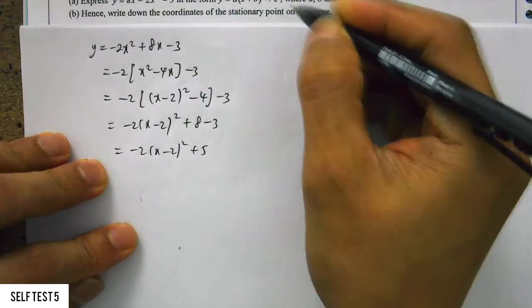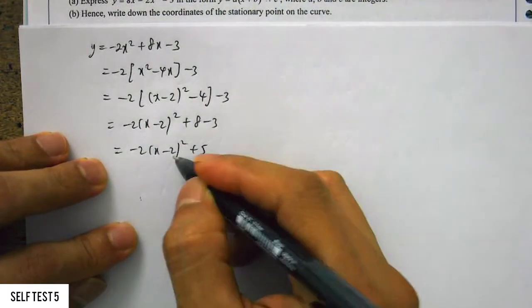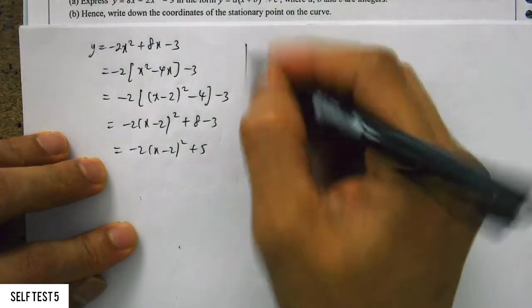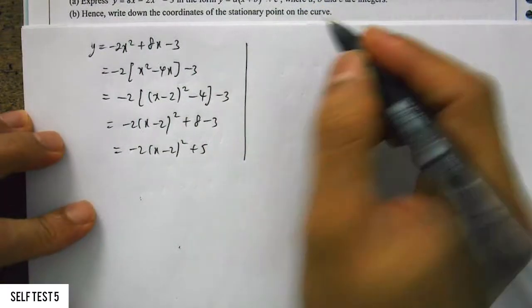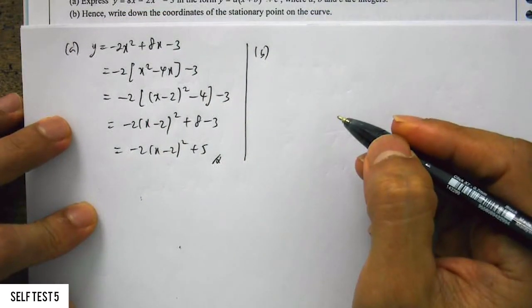Okay, so in this case, what is your ABC? My A will be negative 2, my B will be negative 2, my C will be 5. But you don't have to state the value ABC here, they just ask you to express in this form. Part B, hence write out the coordinate of the stationary point.